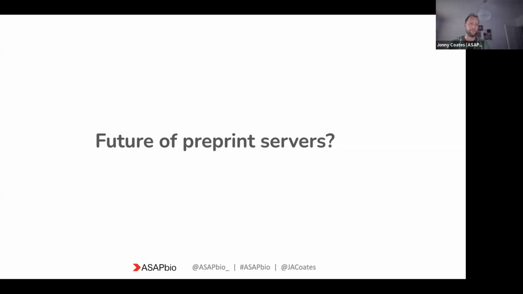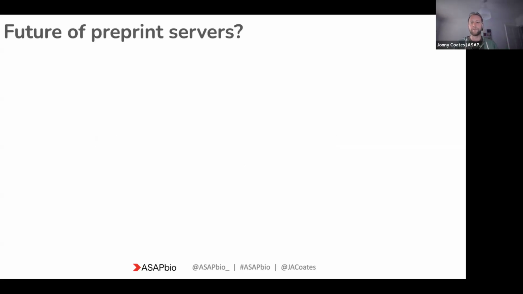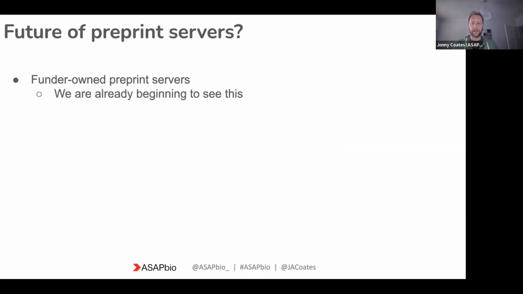So back to the future of preprint servers, just to give you a few suggestions as to where things might be going. We're going to see a lot more funder-owned preprint servers, and we are already seeing this with VeryArchive. This is a brand new preprint server from the Bill and Melinda Gates Foundation. They have changed their open science policy, taking effect in January next year. And as part of that, they decided to launch their own preprint server.